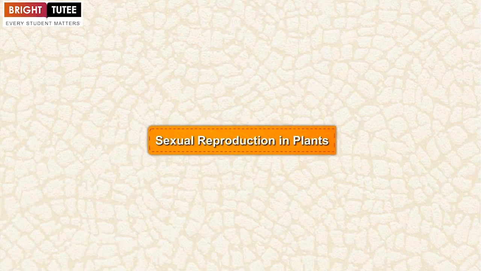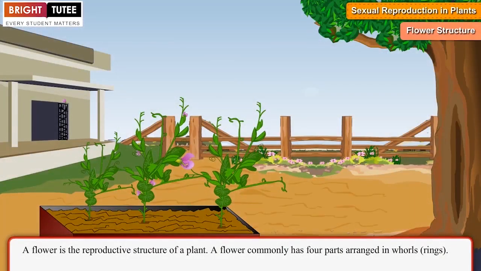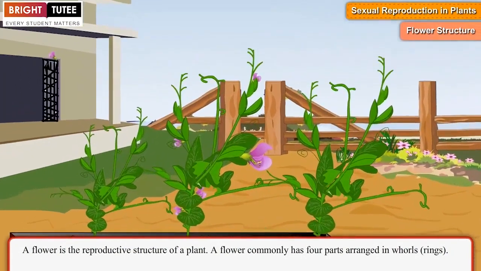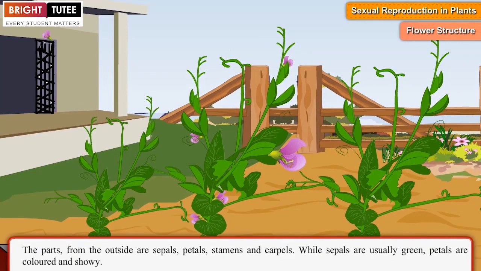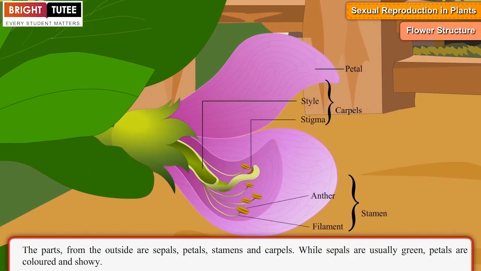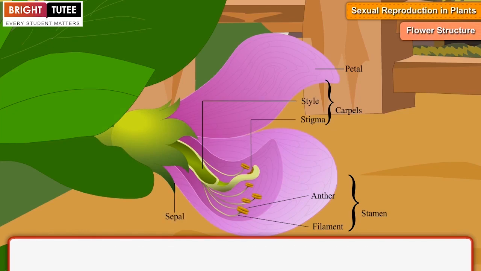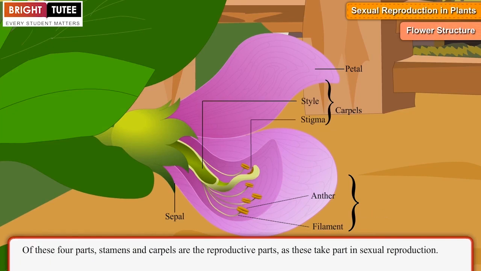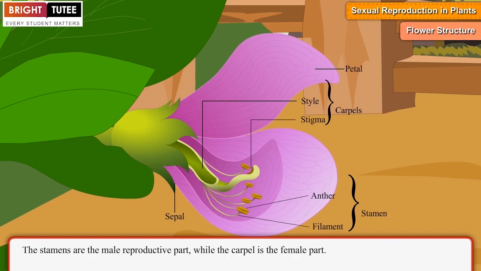Sexual reproduction in plants. A flower is the reproductive structure of a plant. A flower commonly has 4 parts arranged in whorls or rings. The parts from the outside are sepals, petals, stamens, and carpels. While sepals are usually green, petals are colored and showy. Of these four parts, stamens and carpels are the reproductive parts, as these take part in sexual reproduction. The stamens are the male reproductive part, while the carpel is the female part.